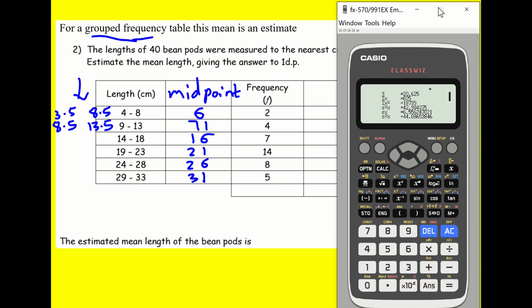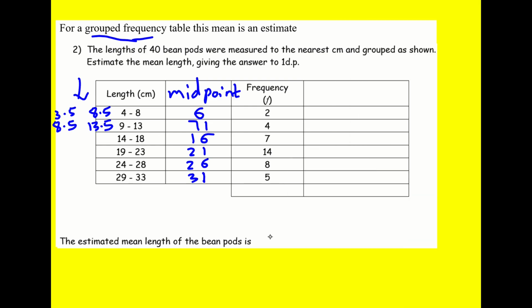We've got the mean. For an A-level question, this would not be worth many marks, so the best thing to do is just do it really quickly. We get 825. We would divide by the sum of the frequencies, but I'm just going to literally write down that X bar is 20.625.